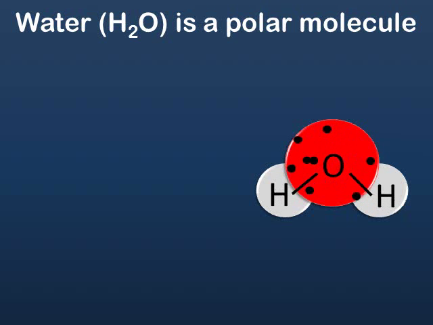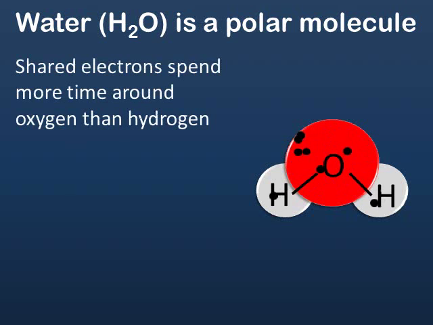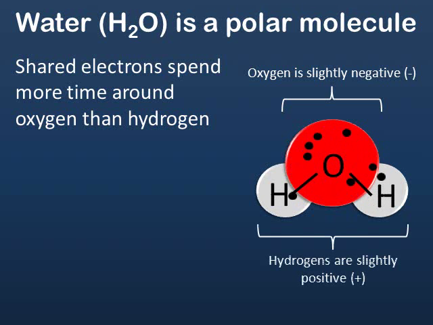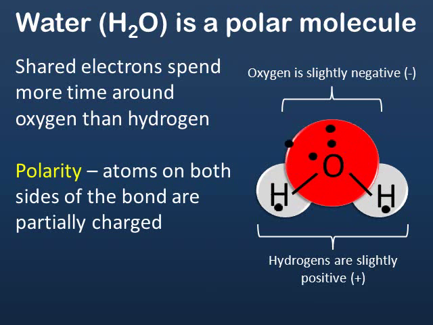Okay, so what we see is that oxygen is highly electronegative. It holds onto electrons more tightly than does hydrogen. So electrons spend more time around oxygen than they do around hydrogen. What this does is it makes this side of the molecule, the oxygen side, slightly negative, and the hydrogen side of the molecule slightly positive. And that is what polarity is.